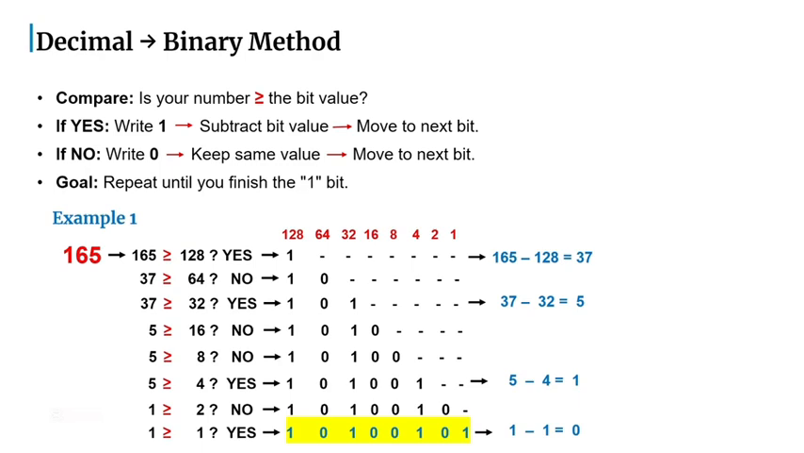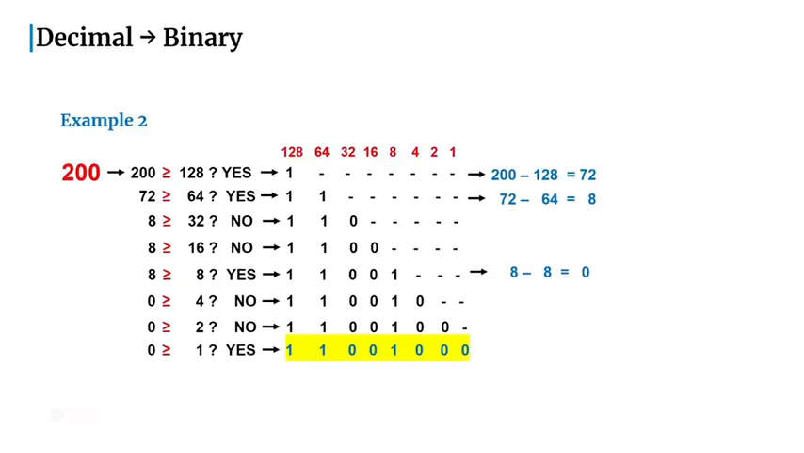Let's try 165. 165 is greater than 128, so we write a 1 and are left with 37. 37 is smaller than 64, so we write a 0. Then 37 is larger than 32, so we write a 1, leaving us with 5. We place zeros at 16 and 8, a 1 at the 4-bit position, a 0 at the 2-bit position, and a final 1 at the 1-bit position. 165 in binary is 101000101. Let's run through one more conversion using the number 200.